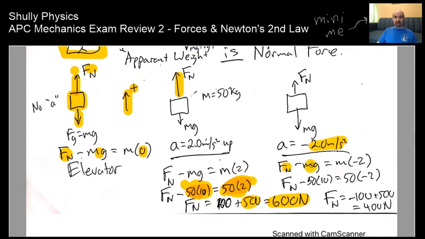Or if you're accelerating downward, set up the same way: normal force minus weight equals mass times -2. In this case, we'd end up subtracting 100 newtons from our weight, so we feel like we're weighing 400 newtons.